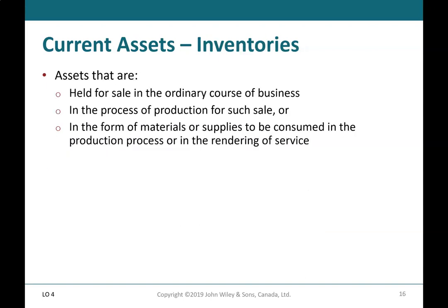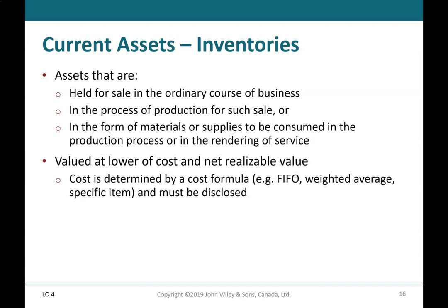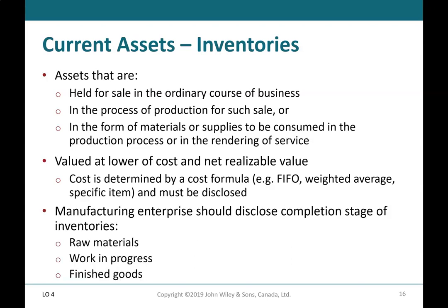Current assets, inventories. Assets that are held for sale in the ordinary course of business, in the process of production for such sale, or in the form of materials or supplies to be consumed in the production process or in the rendering of service. Valued at lower of cost and net realizable value. Cost is determined by cost formula, for example, FIFO, weighted average, specific item, and must be disclosed. Manufacturing enterprise should disclose completion stage of inventories: raw materials, work in progress, finished goods.